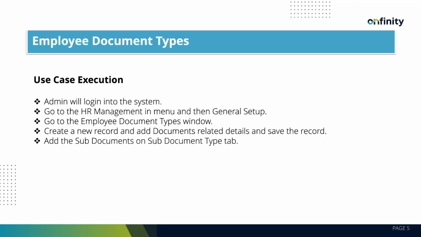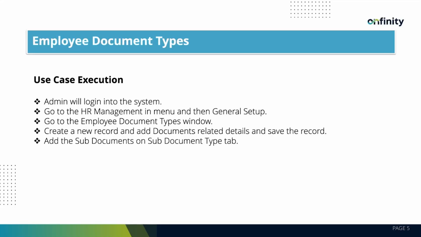For a use case execution example, you need to configure document types for employee onboarding. The admin logs into the system. You go to HR Management, then to General Setup, and finally to Employee Document Type. Create a new record and input the required document details. Save the record. You then navigate to the Subdocument Type tab to add any related subdocuments.